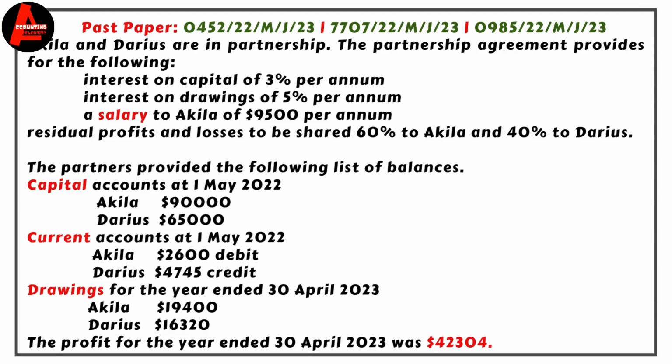Anika and Darius are in partnership. The partnership agreement provides the following. So we have here interest on capital, drawings and salaries and other things. Then here we have capital account balances, Anika and Darius, and the same for current account balances. Here Anika's balance is $2,600. It is a debit balance, and Darius' balance is $4,745. It is a credit balance.